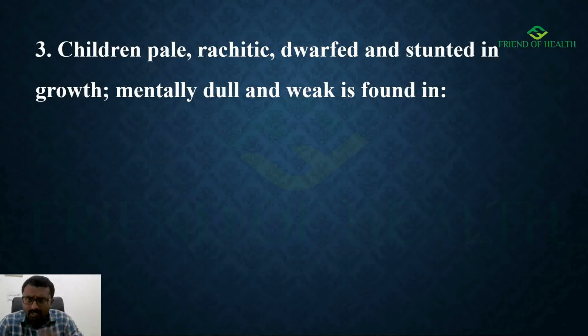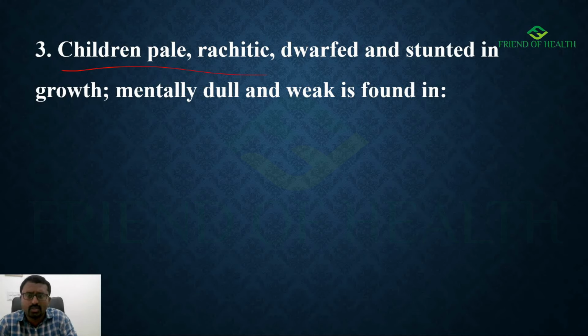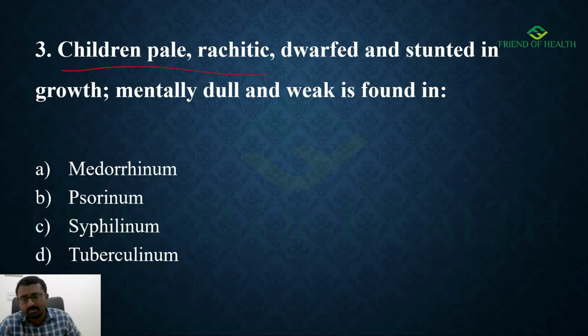Okay. Next is: children pale, rachitic, dwarfed and stunted in growth, mentally dull and weak, is found in. So this is adapted to the kind of first paragraph. Almost all the remedies have a constitution, which kind of people, which group, which age group it is adapted to. That is mentioned. So children who are pale, rachitic, dwarfed and stunted in growth, mentally dull and weak is found in: Medorrhinum, Psorinum, Syphilinum and Tuberculinum. Answer is Medorrhinum.